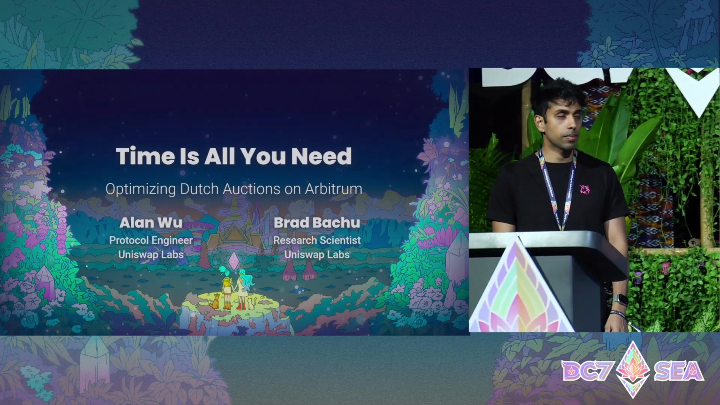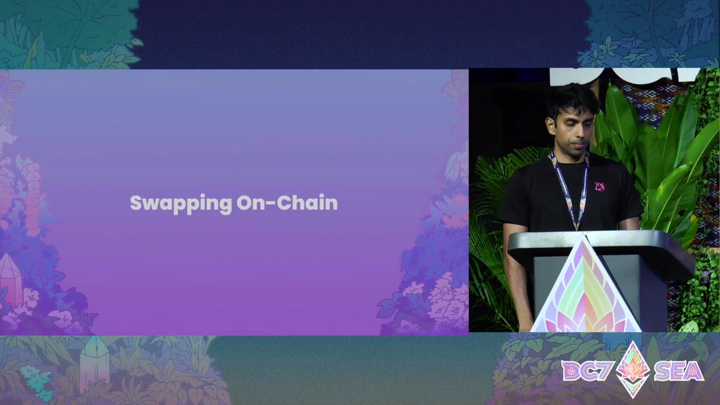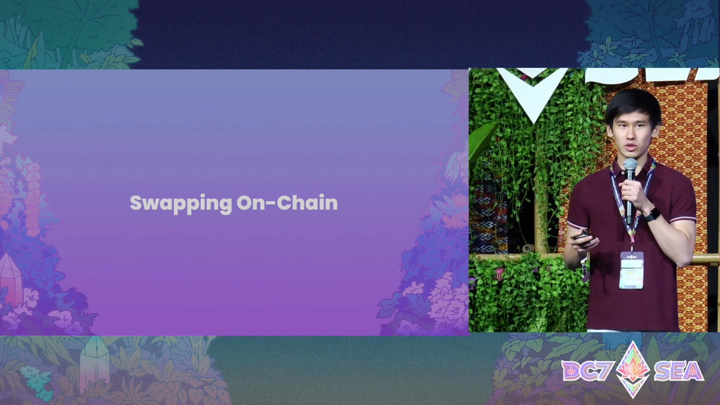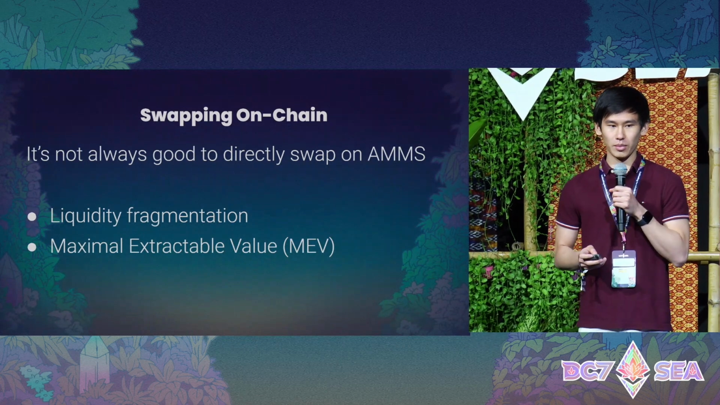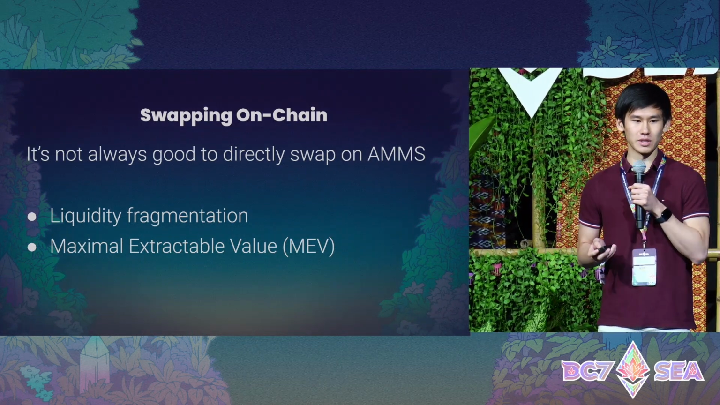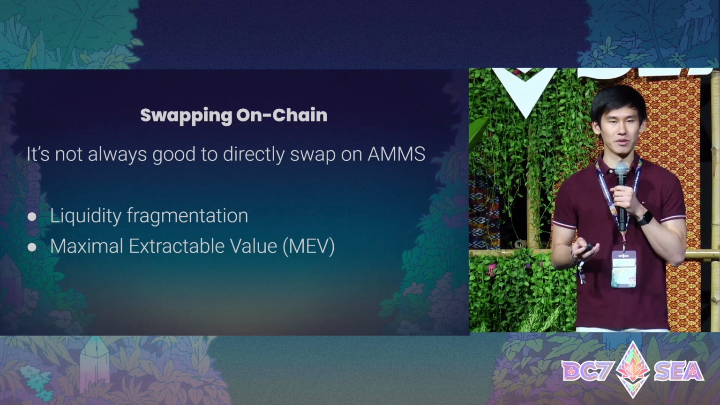And today we'll be talking about optimizing Dutch auctions on Arbitrum. When we think about swapping on-chain, we typically think about trading against AMMs. But using AMMs and on-chain liquidity isn't always the best for every single trade. This is because of reasons like liquidity fragmentation and MEV.